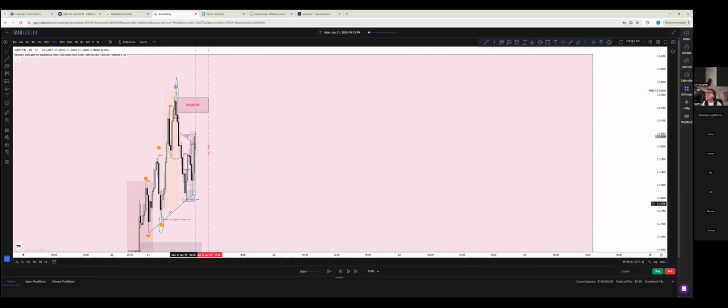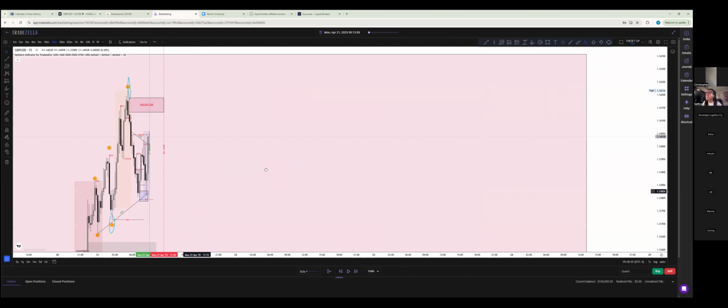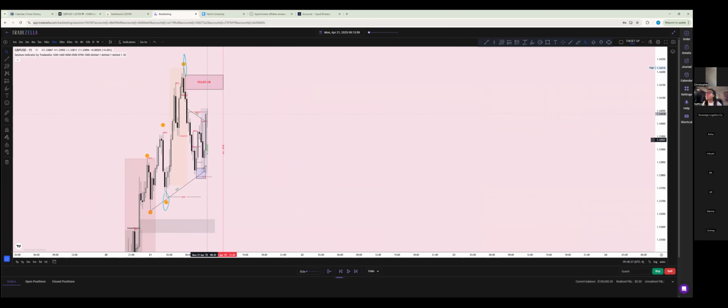High, boom, okay, didn't quite create a high from here, but it came back down and didn't start pushing up. So at this point, we can say this is now a 15 minute structure zone. And I'll tell you why.